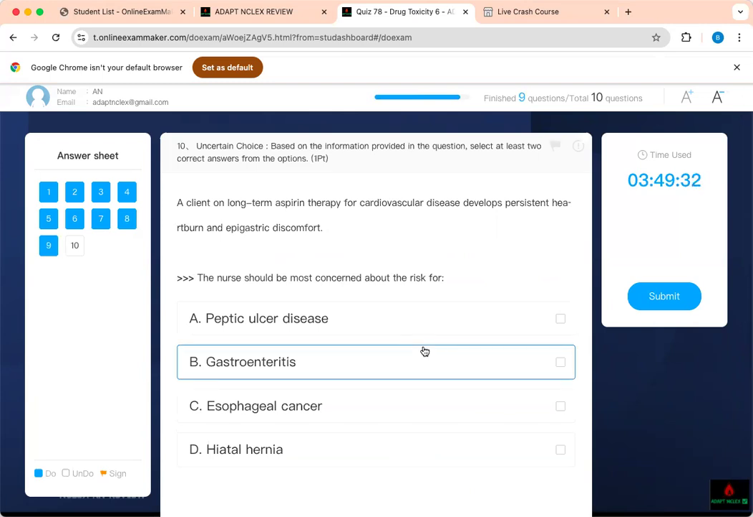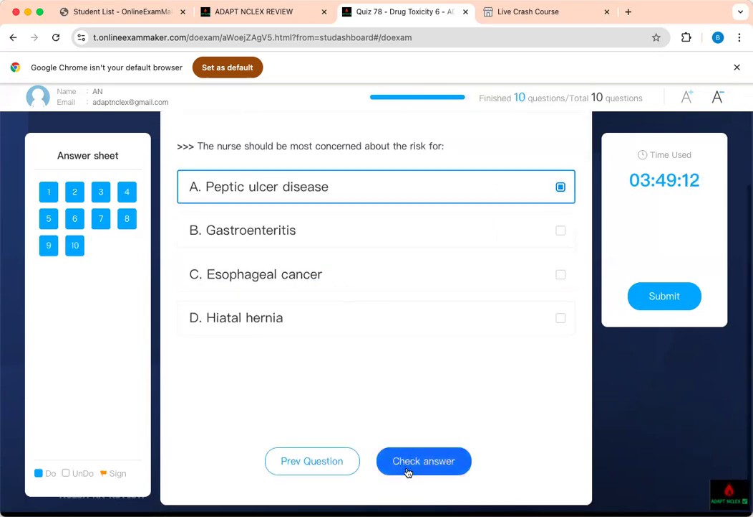What should the nurse be most concerned about, the risk for what? A client on long-term aspirin therapy for cardiovascular disease develops persistent heartburn and epigastric discomfort. The nurse should be most concerned about what? If you take aspirin for a long time, you develop peptic ulcer.